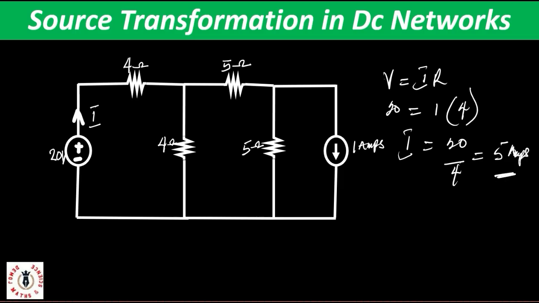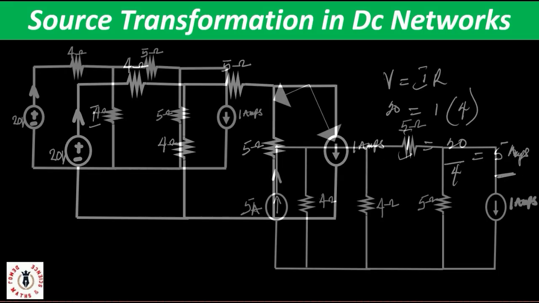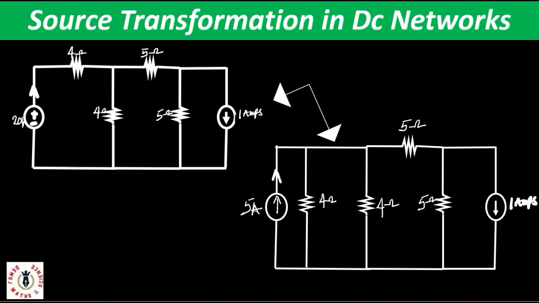So that the circuit now begins to look like this. Here is my 5 amps and here is a 4 ohms. In case you missed our introductory lesson on source transformation, kindly look at the description below. We have placed a link to that lesson.